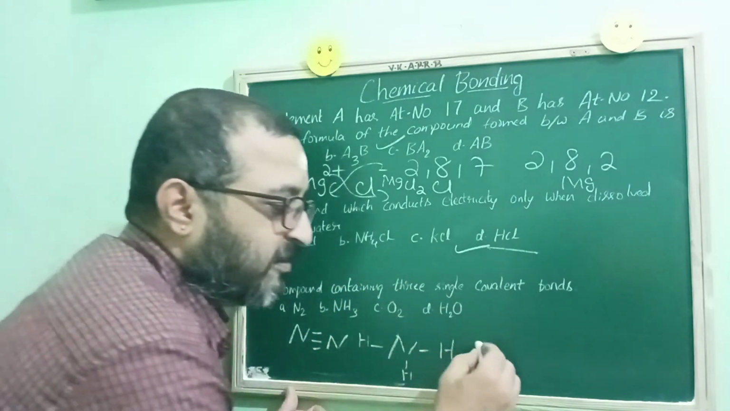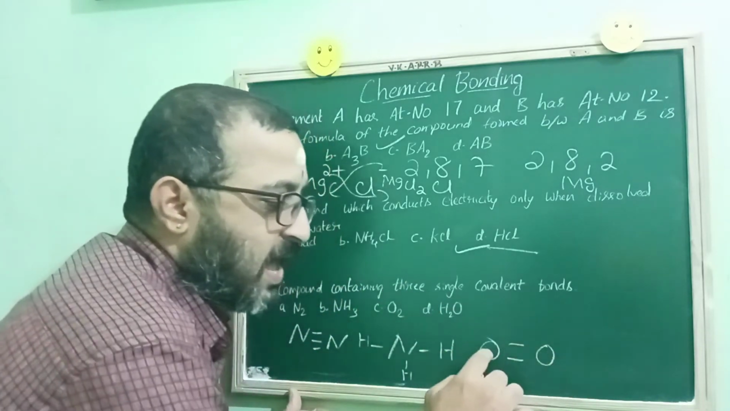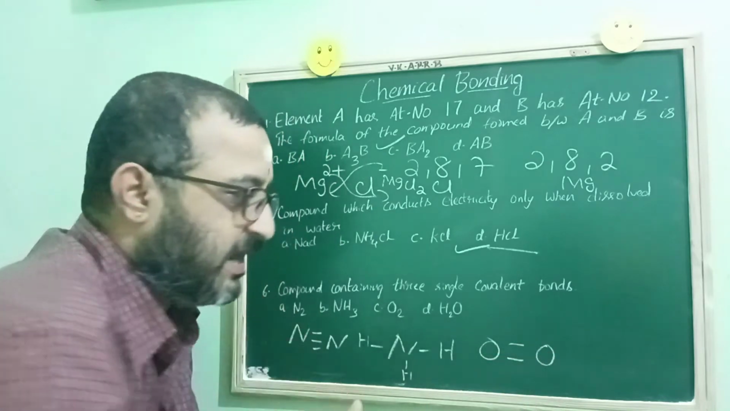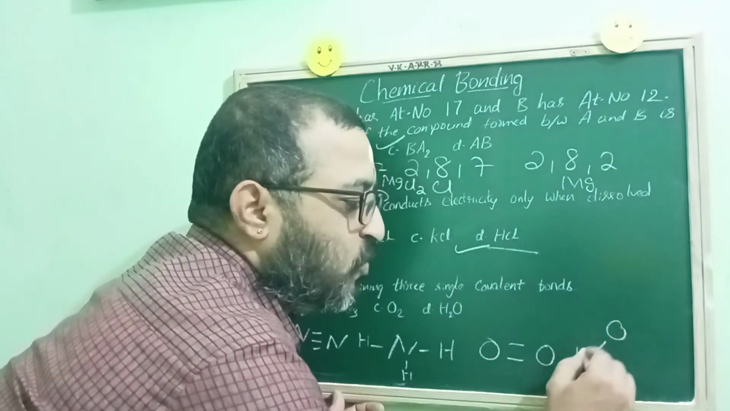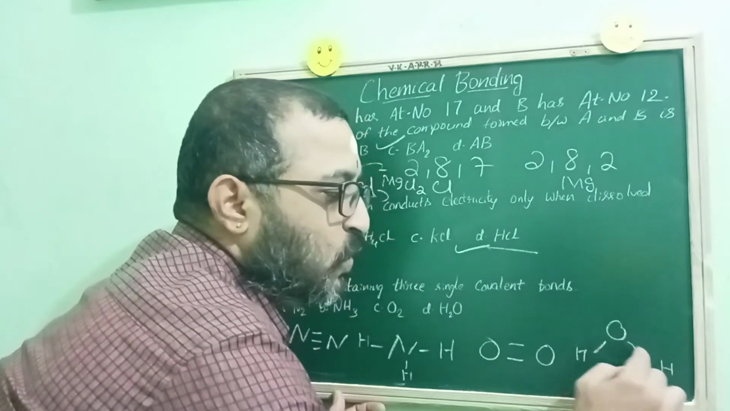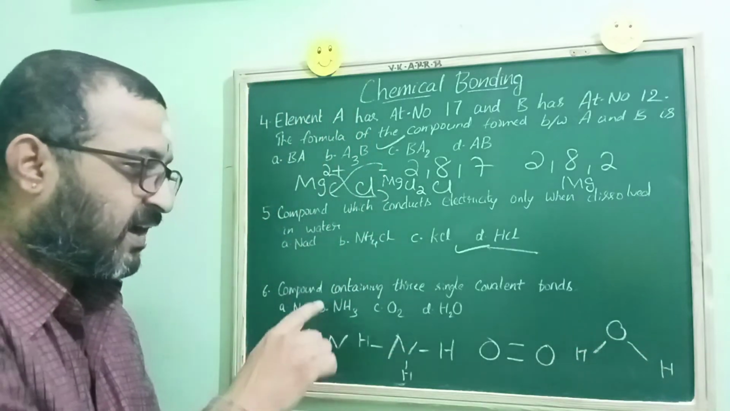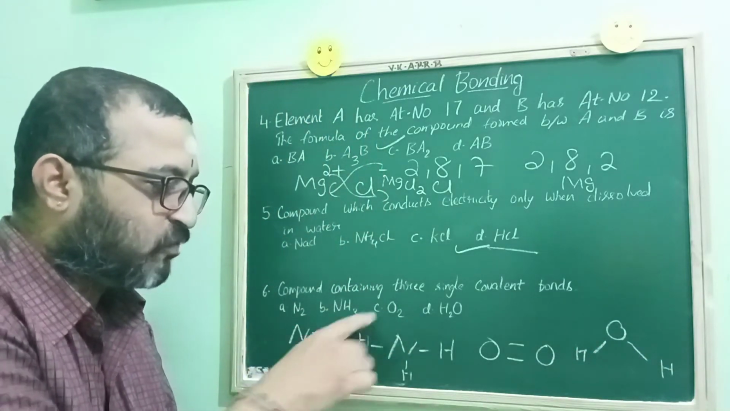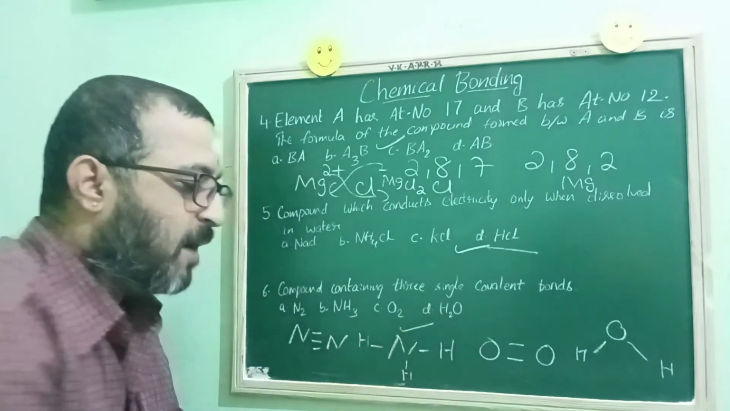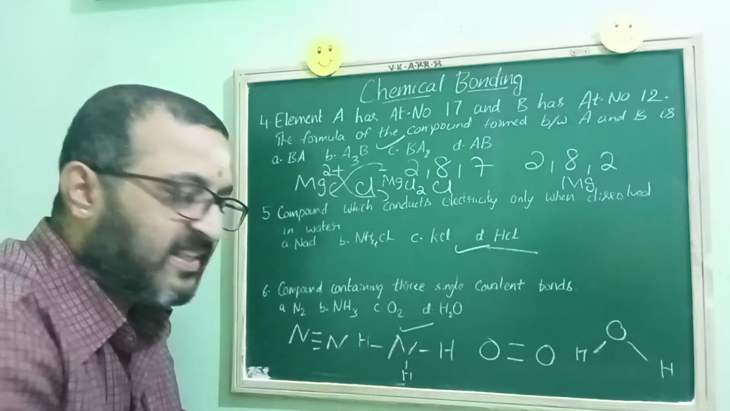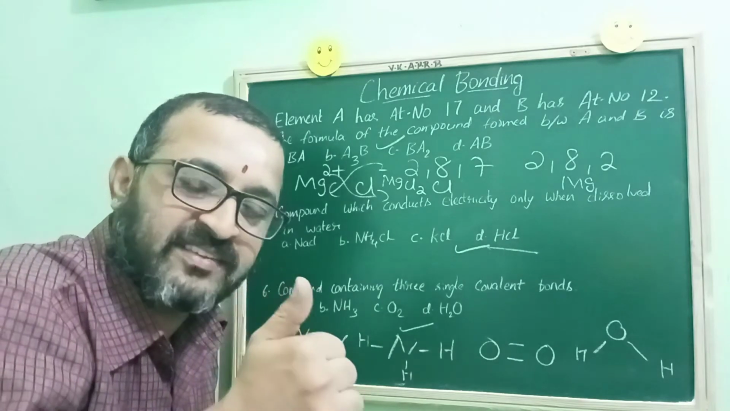So let us check with oxygen. In case of oxygen, between O and O we have one double bond. In case of H2O, we have 2 single bonds. So the correct answer for this one is which one, children? It is ammonia, the one which has 3 single covalent bonds. Is it clear, children?